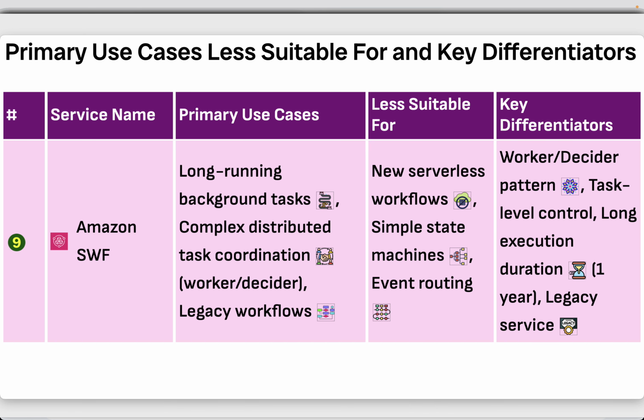Simple Workflow Service can be used for long-running background tasks and complex distributed task coordination between worker and decider model. Legacy workflows. It is less suitable for new serverless workflows, so you should go for Step Functions or simple state machines. Key differentiators: worker-decider pattern, task-level control, long execution duration up to 1 year.